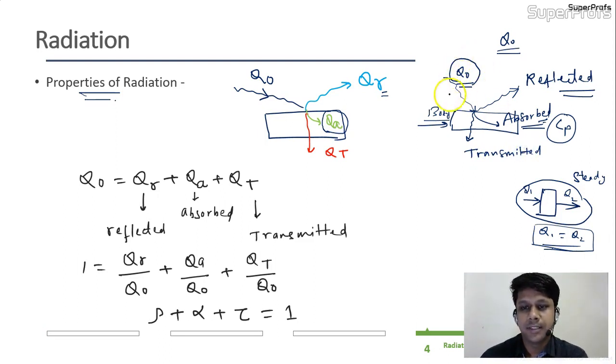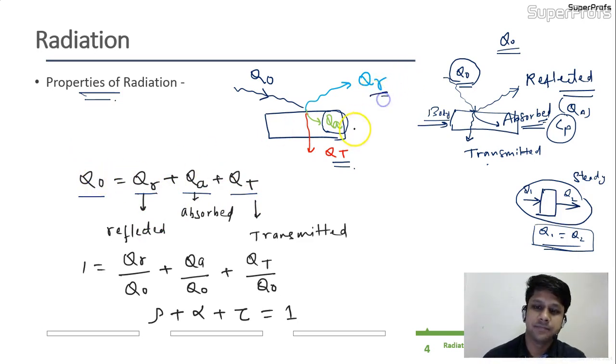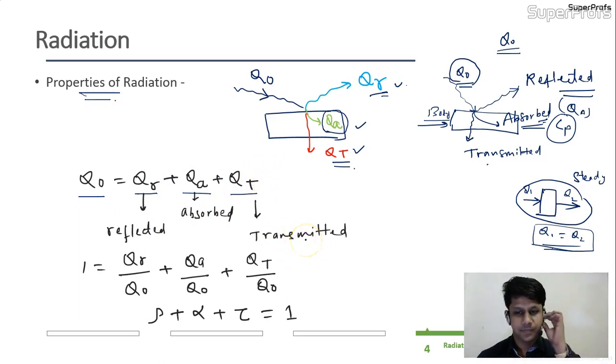So out of the total incident heat, some of the heat is reflected back, some of the heat has been absorbed, that is QA, and some of the heat has been transmitted. So let us say this transmitted heat is denoted by QT. Now we can write down this equation: Q0 is equal to QR plus QA plus QT, because this Q0 will be a summation of all of these three heats. Right. So this is a heat balance. Now this QR is reflected, as I told, QA is absorbed, and QT is transmitted.